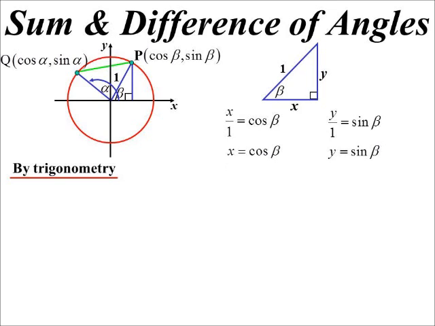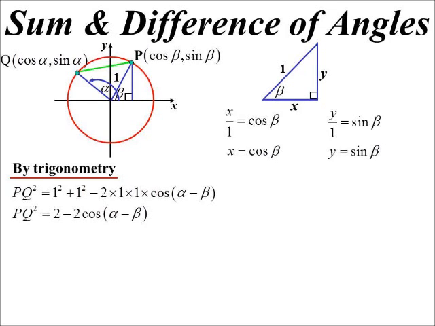Now, I can do it by trig. We could use the cosine rule and say PQ squared is 1 squared plus 1 squared minus 2 times 1 times 1 times cosine of that angle, which would be alpha minus beta. So cosine alpha minus beta, which tidies up to be 2 minus 2 cos alpha minus beta.